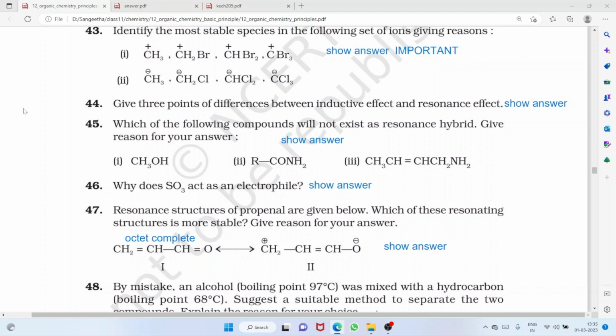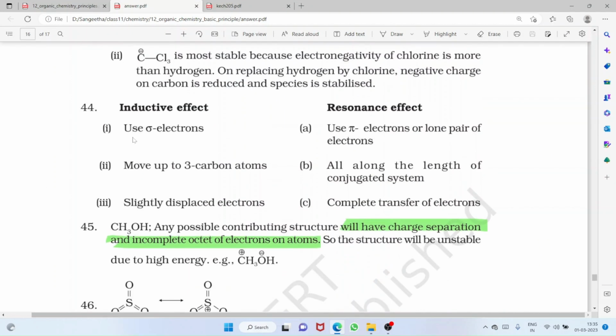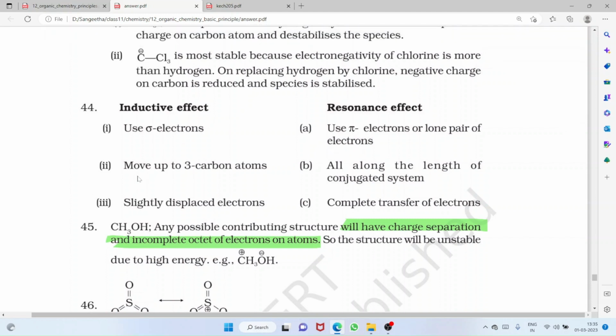Q44. Give 3 points of difference between the inductive effect and the resonance effect. Inductive effect involves single bonds, that is, the use of sigma electrons. Resonance involves double bonds, using pi electrons. Inductive effect becomes negligible after 3 carbon atoms, but resonance acts all along the length of the conjugated system. Inductive effect is a slight displacement of electrons. Resonance is a complete transfer of electrons.